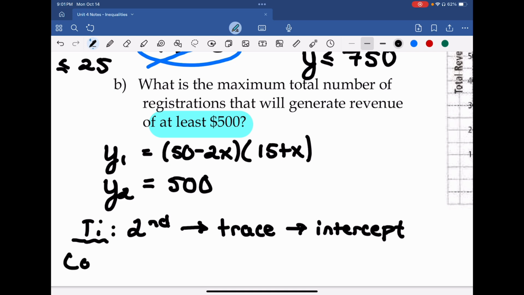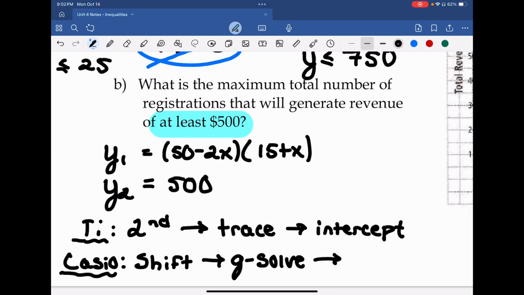For my Casio users, you're going to type in shift, gsolve, and then scroll over to where you see ISCT. Perfect. I'm pretty sure this is actually ISCT. Actually, no, just making sure, this will be our ISCT.